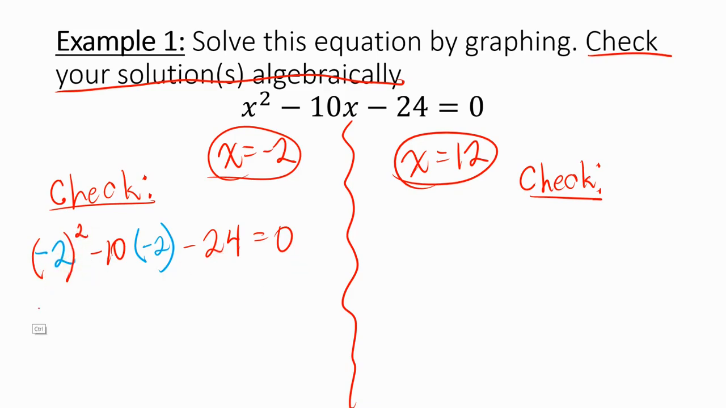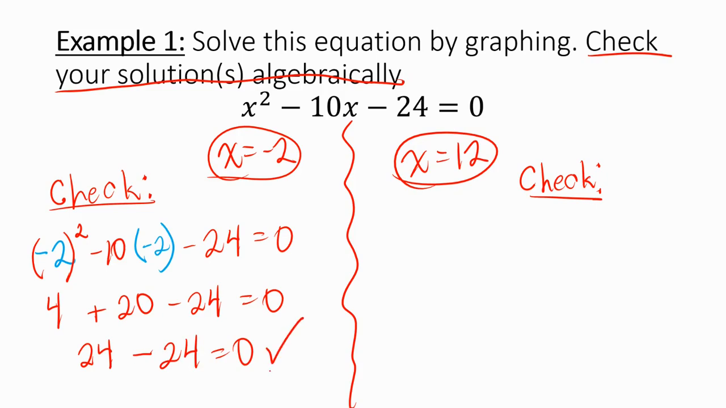All right, and then -2 squared is 4. I have minus, well, 10 times -2 is going to be -20. So I can go back, if I have minus -20, that's really plus 20. And then I have this minus 24 equals 0. Okay, 4 plus 20 is 24. Keep that minus 24, and sure enough, 24 minus 24 equals 0. Awesome. Let's do x equals 12 as well.